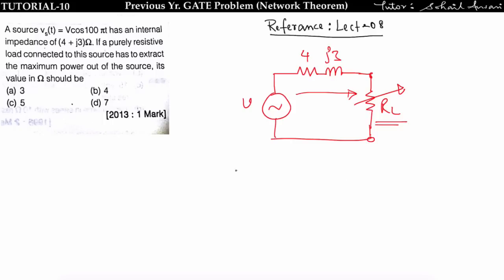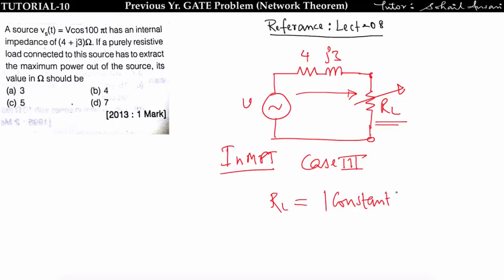I have to find the value of RL for which the source will transfer maximum power to RL. When I was teaching you maximum power transfer, this is case 3. In case 3, the value of RL is equal to the magnitude of the source impedance, that is the magnitude of 4 plus j3, so you will get 5 ohm. So option C is correct.